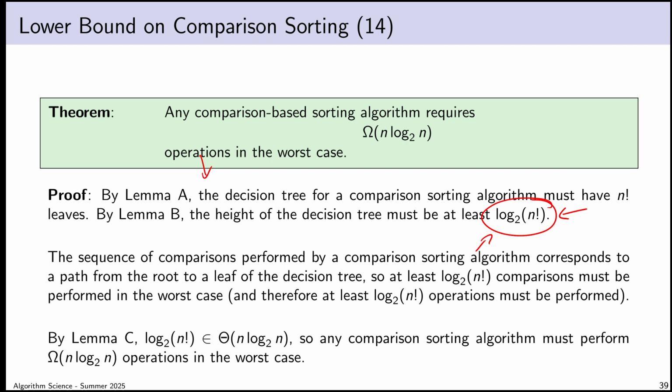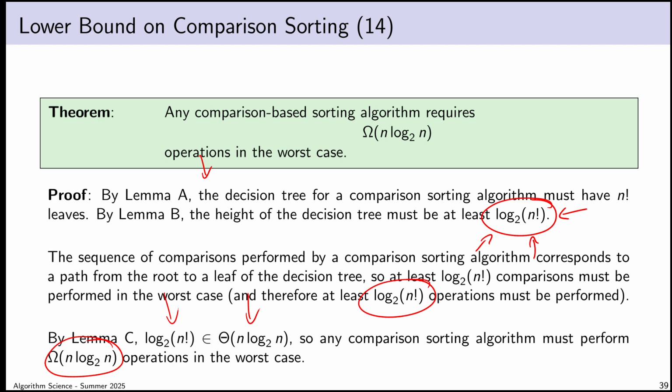As I keep saying, just because the decision tree has height h doesn't mean the comparison sorting algorithm doesn't also do some other stuff on the side besides the comparisons, but it needs to do at least log of n factorial comparisons. And each comparison requires presumably at least one unit of time, which means at least log of n factorial operations are being performed. And then finally, by lemma C, log of n factorial is big theta of n log n, which means any comparison sorting algorithm needs to perform a minimum of n log n operations asymptotically in the worst case. Not on every input, but on at least one input.